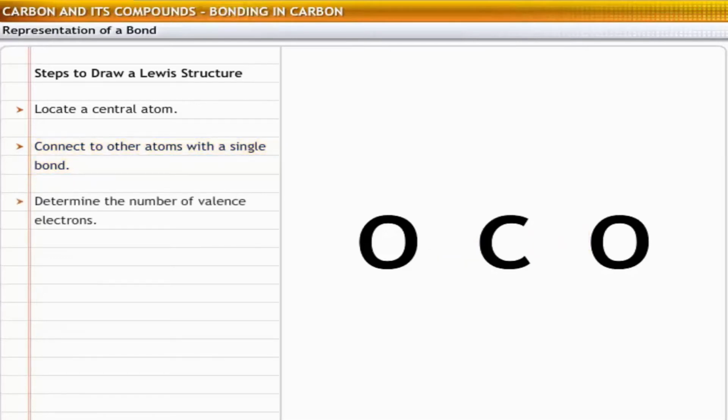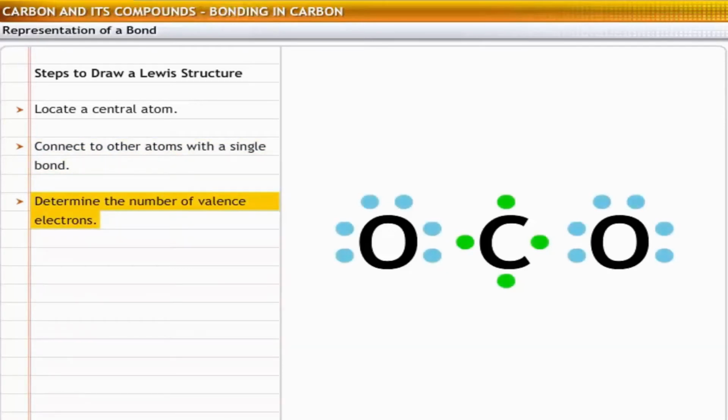The third step is to determine the number of valence electrons possessed by each atom in the molecule. In a carbon dioxide molecule, a carbon atom has 4 valence electrons and an oxygen atom has 6. Now the octet rule states that atoms with 8 electrons in their valence shell are stable. Hence, we need to check if the octet is satisfied for each atom or not.